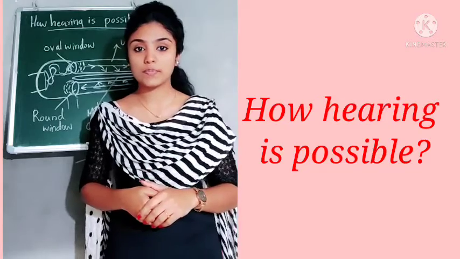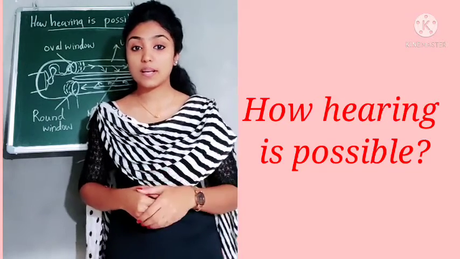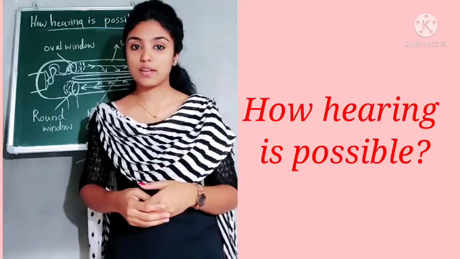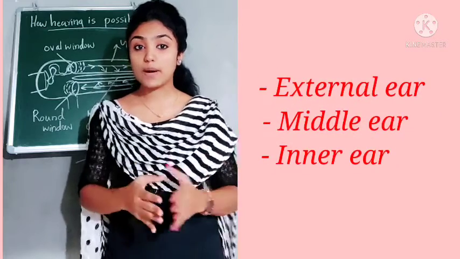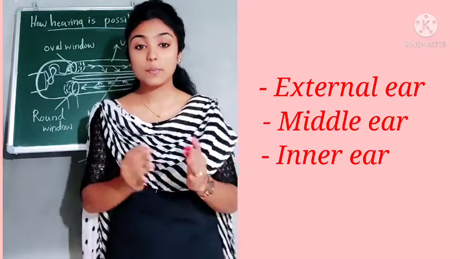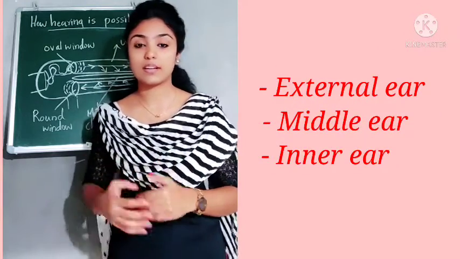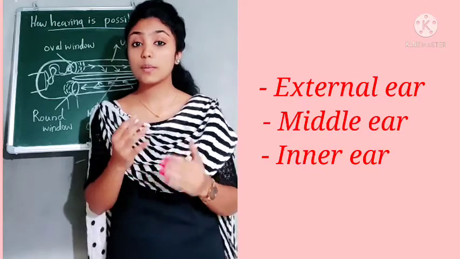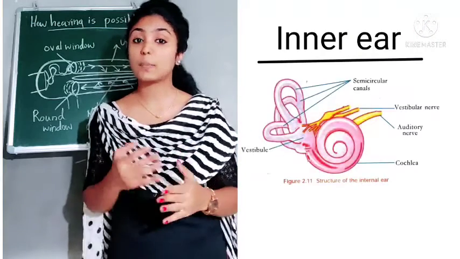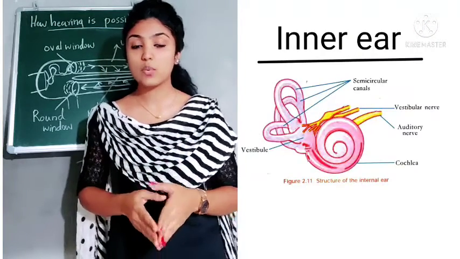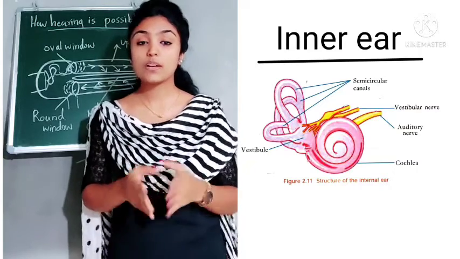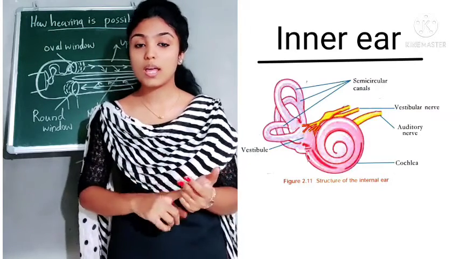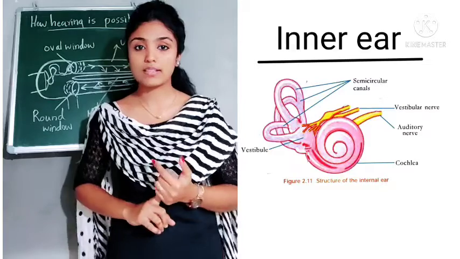our ear. In the last class we studied the structure of the ear, and we know that the ear is divided into three parts: the external ear, middle ear and inner ear. I hope you remember the structure of the inner ear and its parts. So which are the parts of the inner ear? It consists of the cochlea, vestibule and semicircular canals.